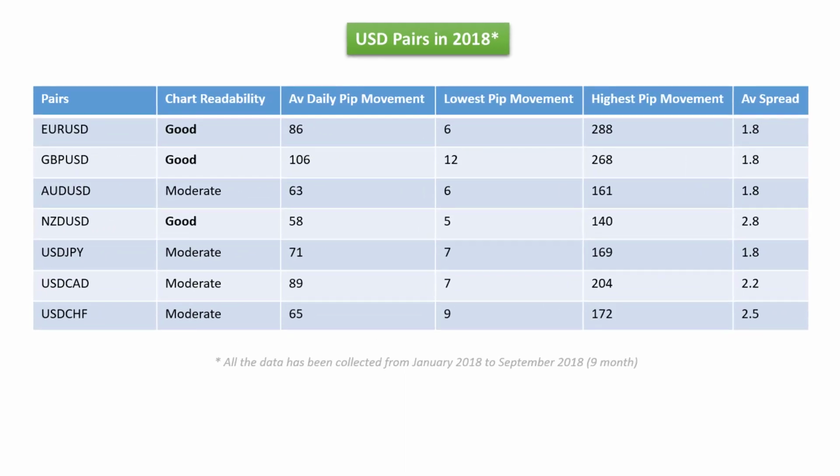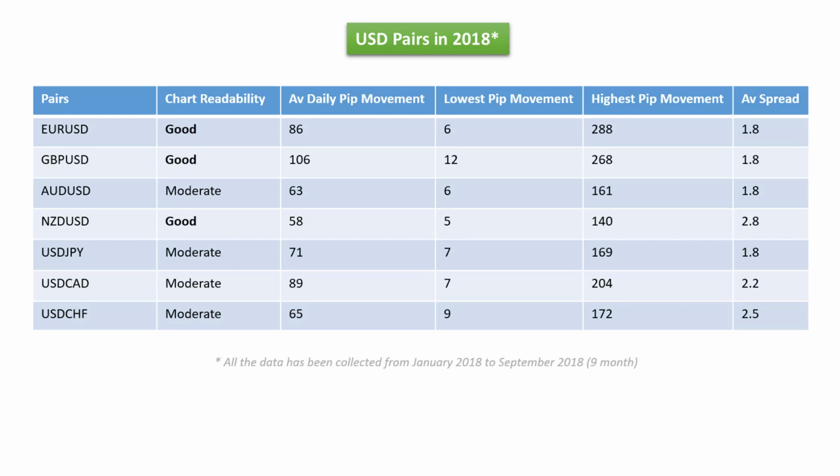Now there are 6 columns in this table. The first column contains the name of the individual USD major currency pairs. The second column shows the chart readability status of that individual currency pair. The third column shows the average pip movement of the individual currency pairs. The fourth column shows the lowest pip movement, while the fifth column shows the highest pip movement of that individual currency pair. And then the last and sixth column shows the average spreads of these individual currency pairs. This data was collected from January 2018 to September 2018, which is 9 months of trading period. By looking at this table, you can understand the overall market behavior of these individual USD currency pairs.